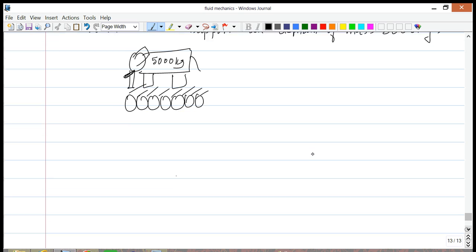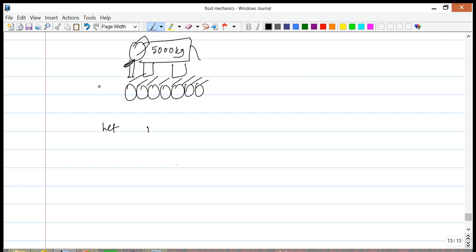So what I'm going to do is say, let the number of logs be n. Let there be n logs. What's happening in the problem is this: the weight of the logs is pushing you down, the weight of the elephant is pushing you down, and the water on the logs is what is pushing it up, the buoyant force. So it's a simple problem in dynamics. So what you have is the weight of the elephant plus the weight of the logs, and we want this to be just balanced by the buoyant force on all the logs.